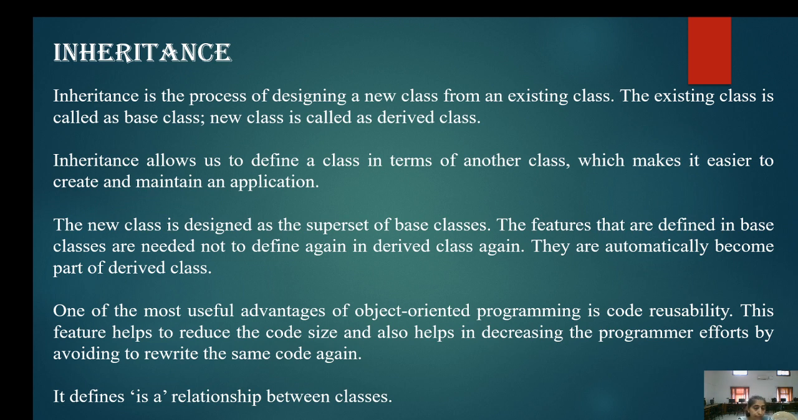So inheritance, the new classes is designed as the superset of base classes. They are the superset of base classes because they inherit all the properties of base classes, and then they can have their own features, their own data. The features that are defined in the base classes need not be defined again in the derived class. Again, they automatically become part of the derived class.